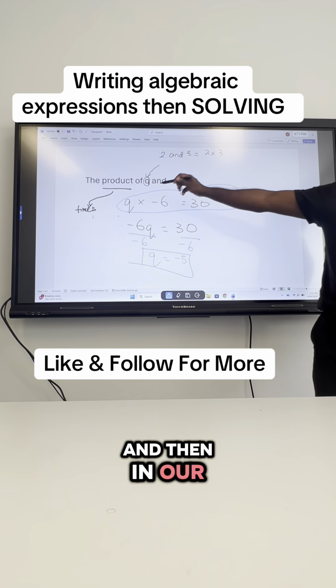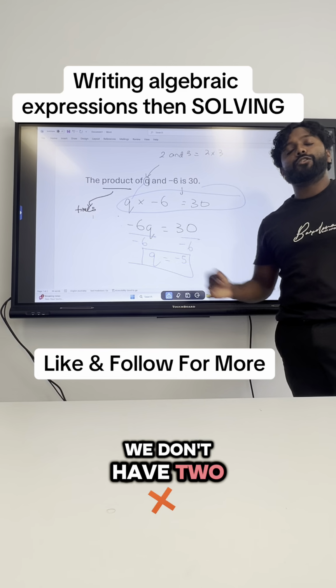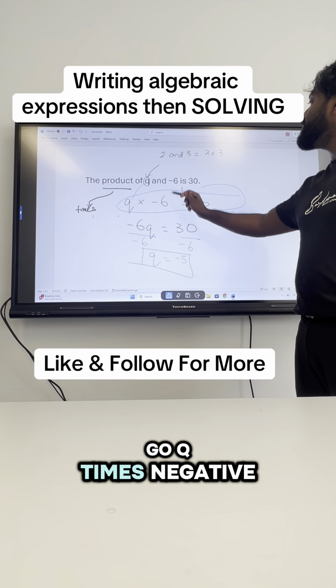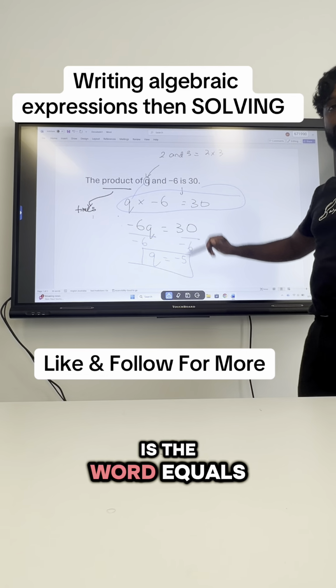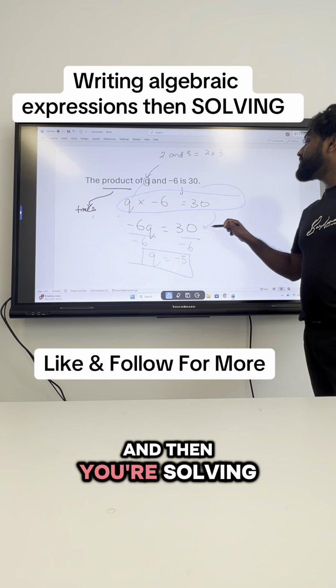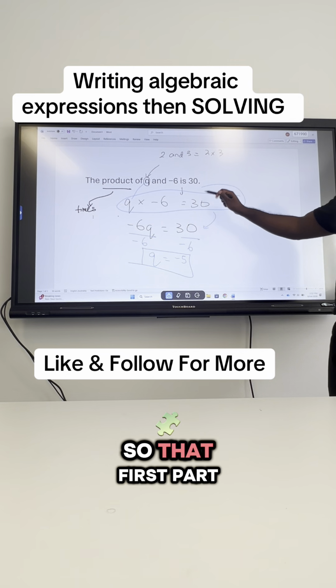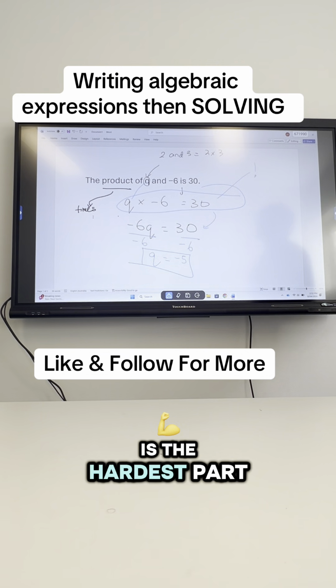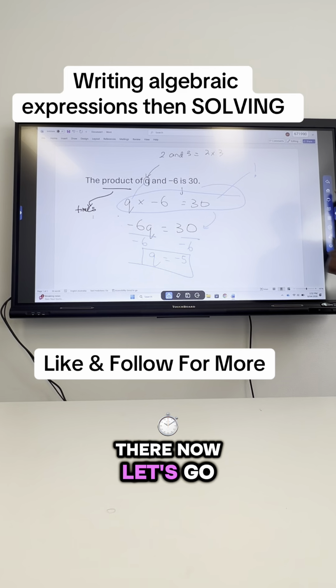And then in our scenario, we've got Q. We don't have 2. And then we're going to go Q times -6. The word is equals, and then you're solving it. So that first part is the hardest part there. Now let's go on to the next one.